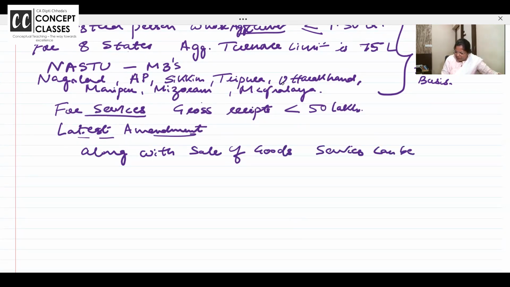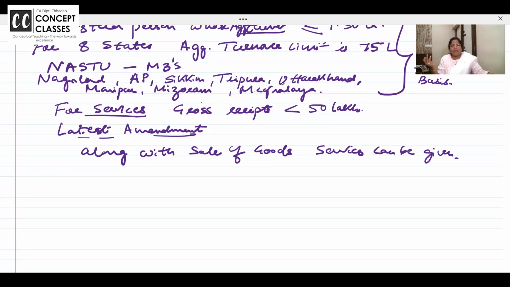services can be given. See, when they started composition, dear students, they said the composition scheme is optional only for goods. In services, only restaurant was there. Because restaurant, what do they buy? Paneer and food items and dairy items, and they sell. So output and input is very difficult. So they say, okay, restaurant pay 5% and buy. Don't bother about output and input. Whatever is your turnover.